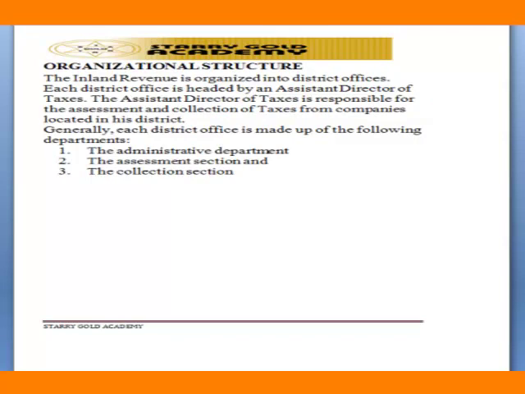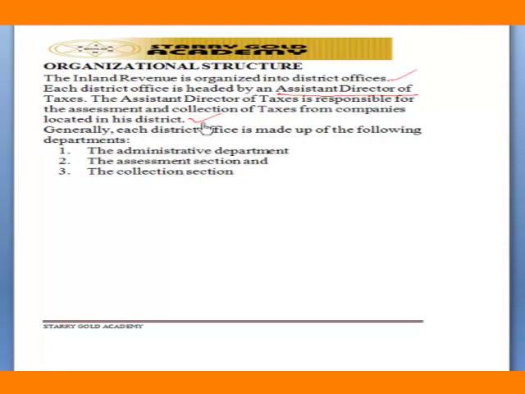What is the structure, organizational structure of that department? It is organized into district offices. So, each district office is headed by an assistant director. So that's the organizational structure. For efficiency, they had to bring it down to offices. The assistant director of tax is responsible for the assessment and collection of taxes from companies in his district. So every zone, every district, what we call zone, has an office that is responsible for the collection of tax from companies around that district or around that zone.